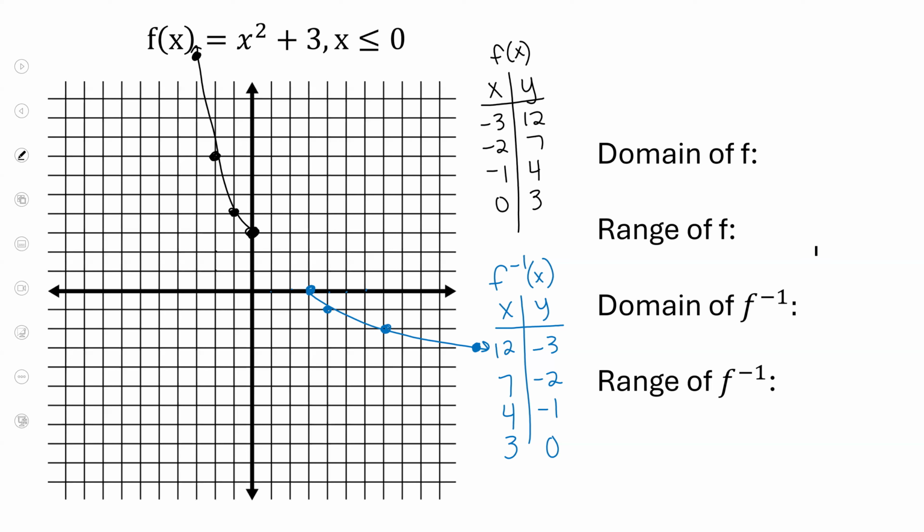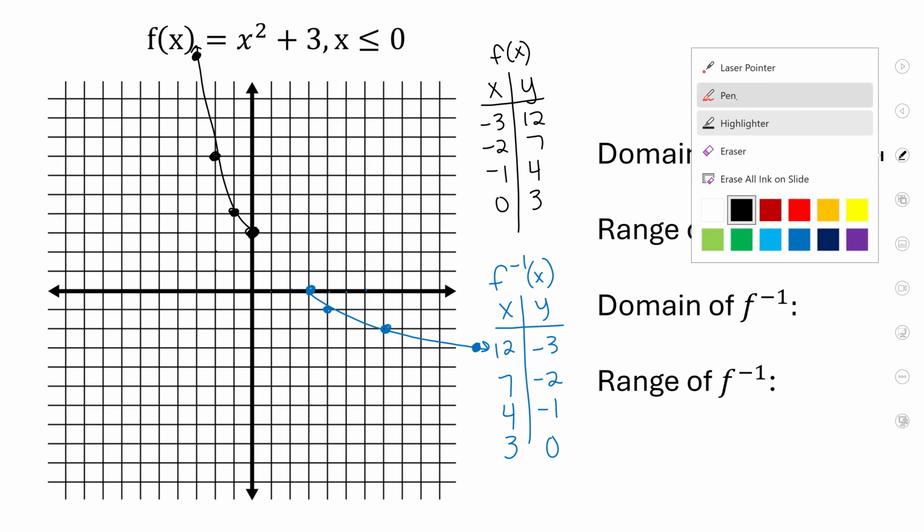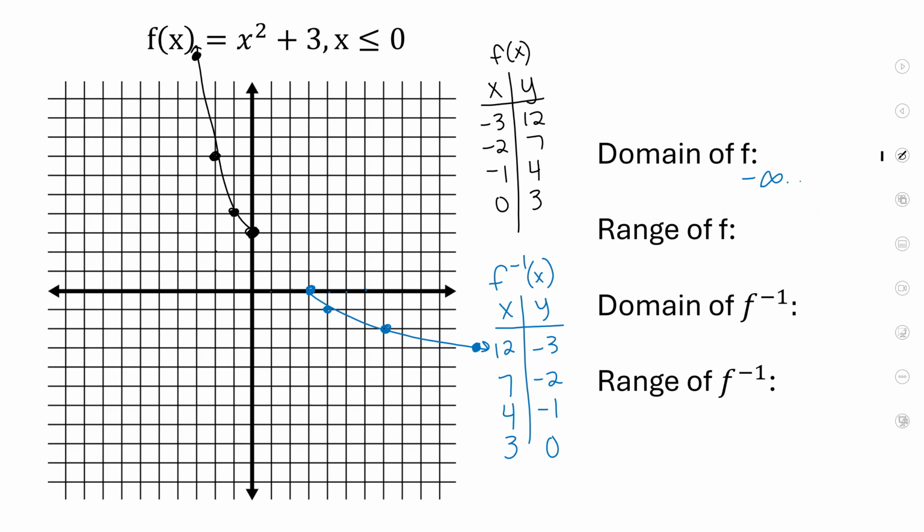What is the domain of the original? My original is in black. Negative infinity to 0. Yes, that is correct. Thank you. All right. Trisha, what is the range of my original? 3. Perfect. All right, Abigail, what is my domain of the inverse?